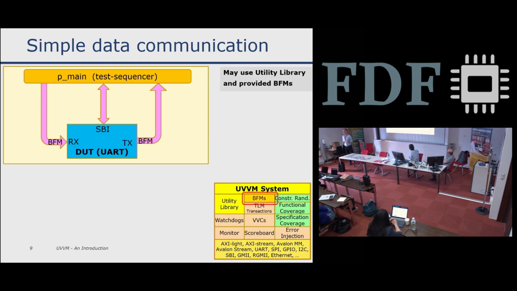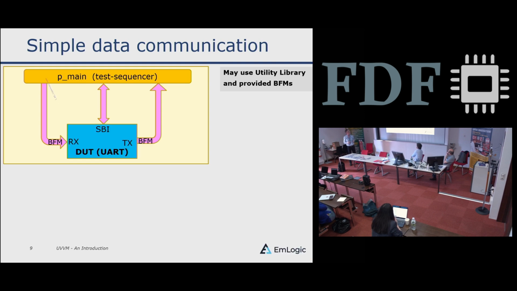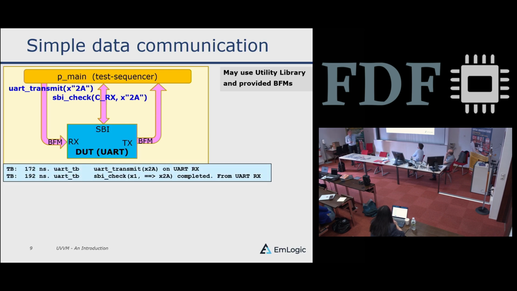Then, one step up, you want to access these interfaces. I mentioned this simple bus access, simple bus write. This is an example showing a UART. And again, you can use the BFMs provided with the utility library for that. So we can do a UART transmit of 2A, for instance, and then that will be written into the RX interface on the RX protocol, into the UART, and of course end up in the RX register. And then you can read that out of the UART with an SBI check. In the transcript, you would get a transcript of the UART transmit and the following check.